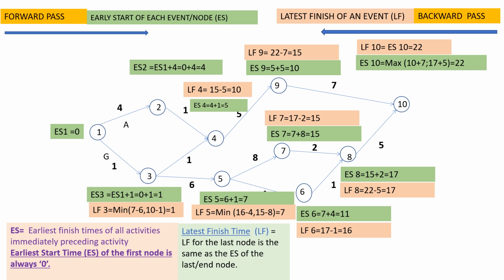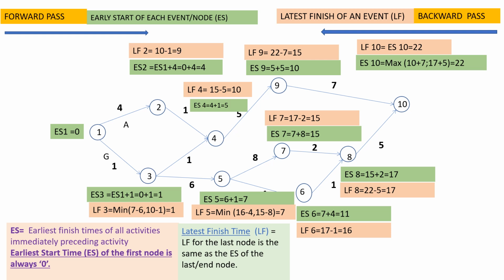For node 3, latest finish equals, again at node 3, two activities are emerging. They are 3 to 4 and 3 to 5. So we calculate latest finish using both the activities. For activity 3 to 4, latest finish equals 10 minus 1, and for activity 3 to 5, latest finish equals 7 minus 6. So the minimum is 1 and therefore latest finish for node 3 equals 1.